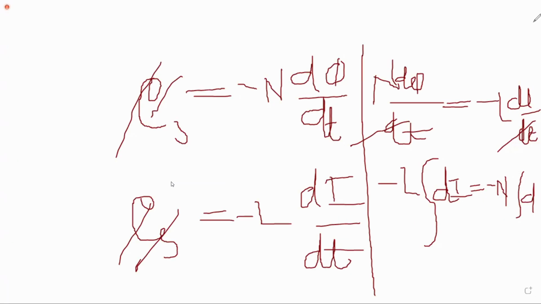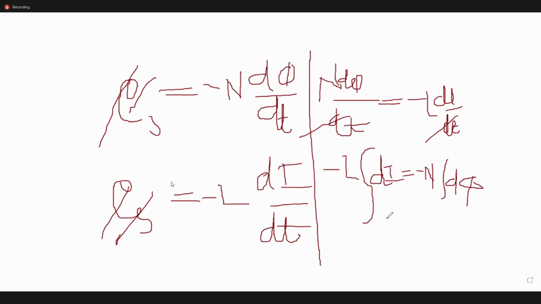Integration of d phi. So what is di integration? It is I. Minus N gets cancelled. Li is equal to N phi. So L is equal to N phi divided by I, where N is the number of turns and phi is the flux.